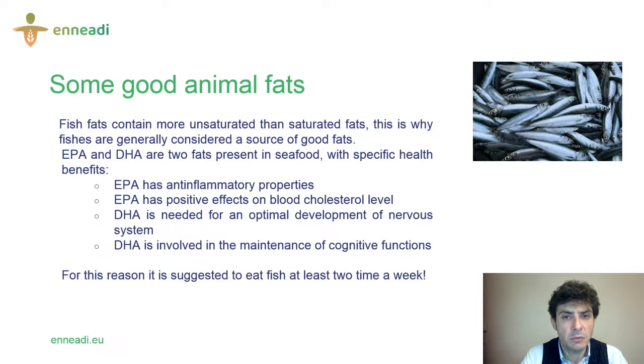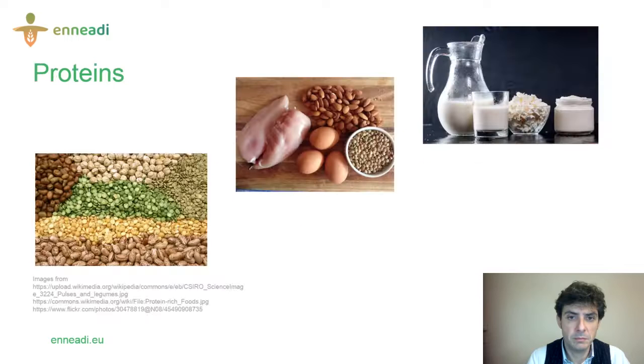Another unsaturated fatty acid, very important, is DHA. It is needed for an optimal development of the nervous system, especially in infants and during pregnancy. And it's also important to maintain cognitive functions. During aging, it is important to be sure to introduce the correct amount of these fatty acids to maintain our brain and cognitive function. For this reason, it is suggested to eat fish at least 2 times a week.